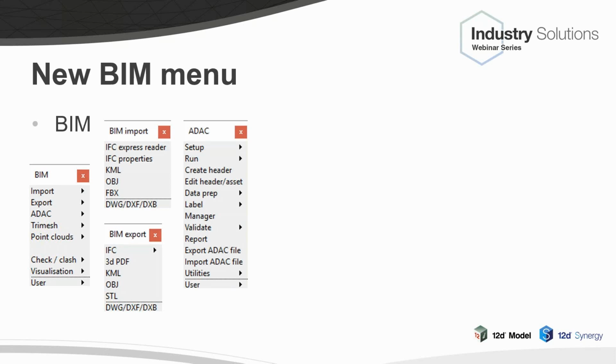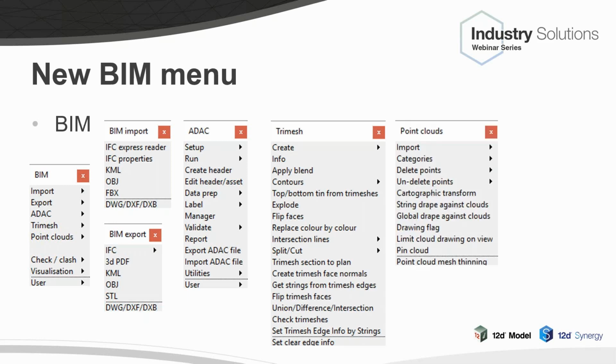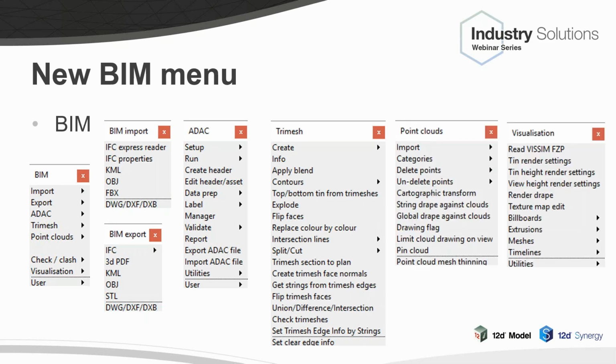Also, ADAC is there on that menu, because anyone who's used ADAC, which is used extensively throughout Australia, knows that is a BIM system, a very good BIM system that many, many councils are using. There's tri-meshes on that menu, and there have been a lot of new options in tri-meshes and being rearranged, point clouds, and also now the visualization. So you can get to a lot of these things which go with BIM in one spot.